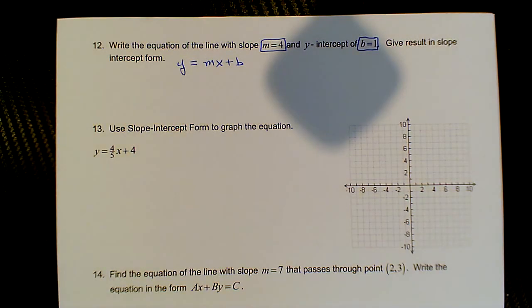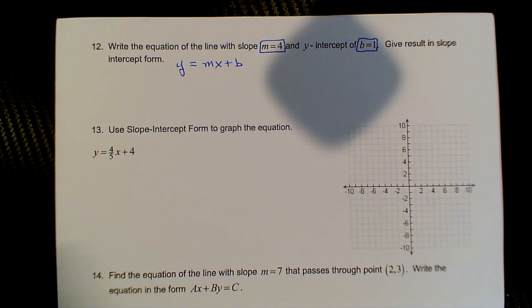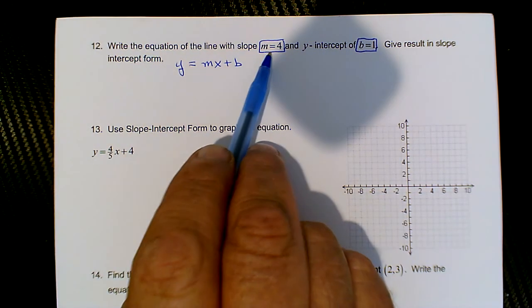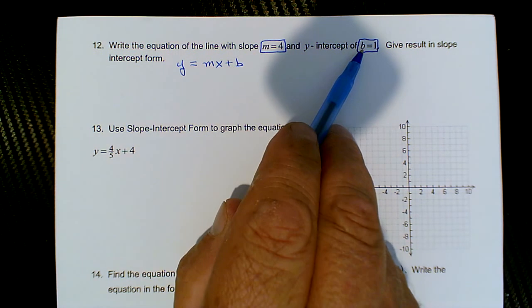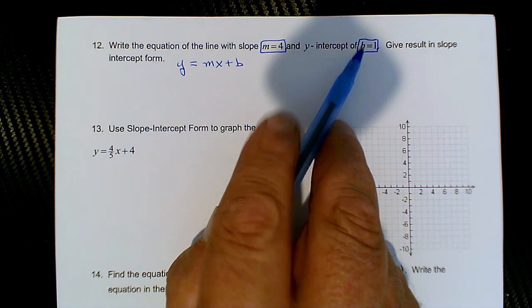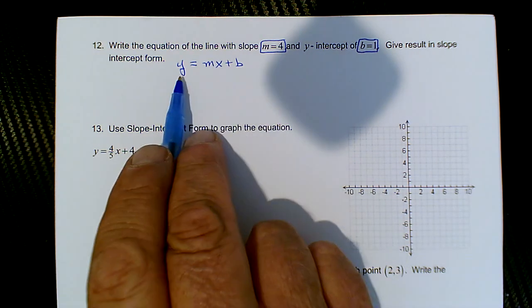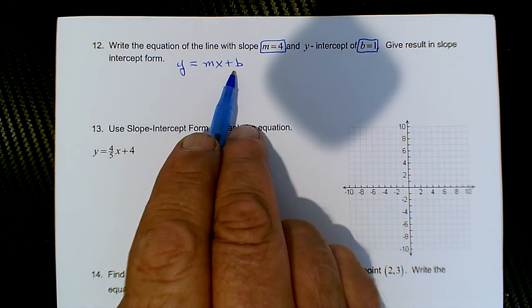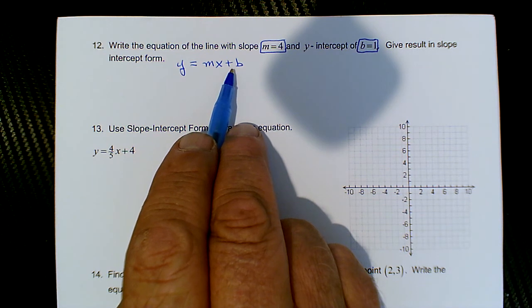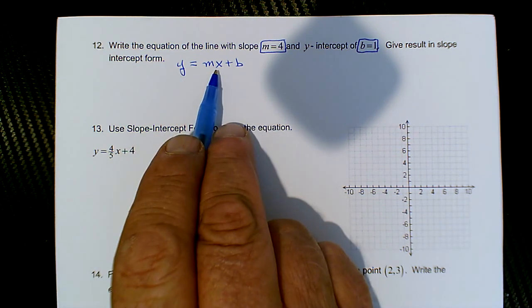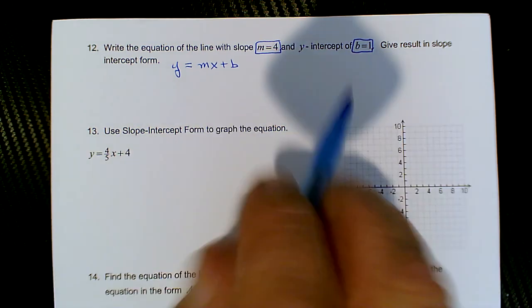Everyone, this is part 2 of our review for Unit Test 3, and we left off with question 12 on page 4, where we are given the slope m and the y-intercept b, and we want to give our result in slope-intercept form. We have the slope-intercept form y equals mx plus b, where we must remember that y and x define the equation, and m and b describe the characteristics.